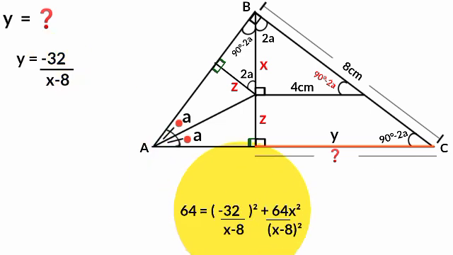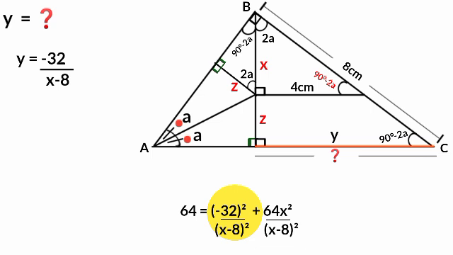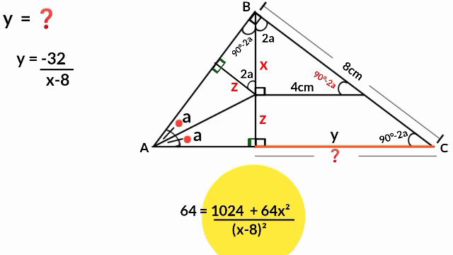Substitute here. 64 equal to (minus 32 over x minus 8) all squared plus 64x squared all over (x minus 8) all squared. (Minus 32 over x minus 8) all squared is (minus 32) all squared over (x minus 8) all squared. Minus 32 squared is 1024. Now since this fraction and this fraction have equal denominators, we just add up the numerators. So it is 1024 plus 64x squared all over (x minus 8) all squared.